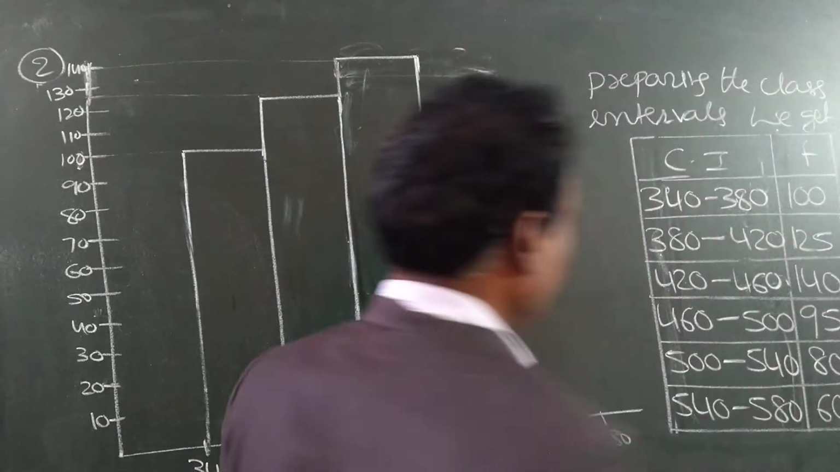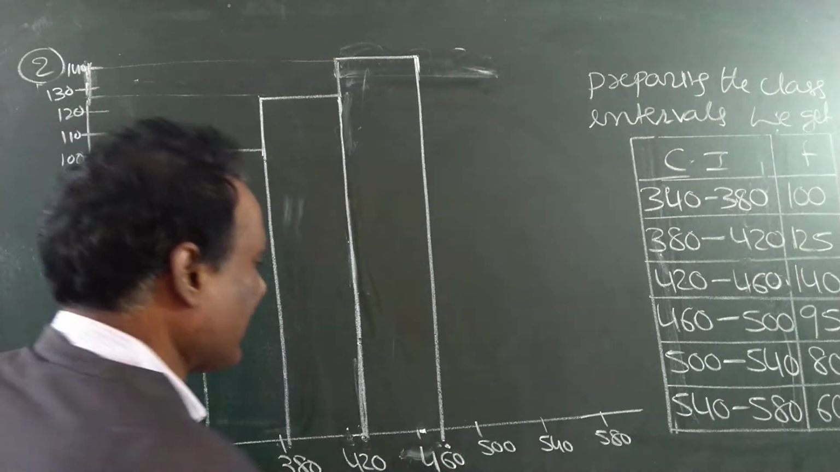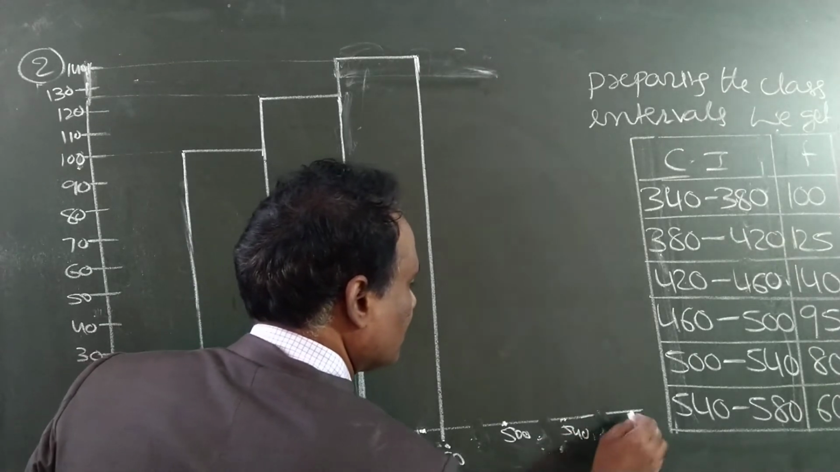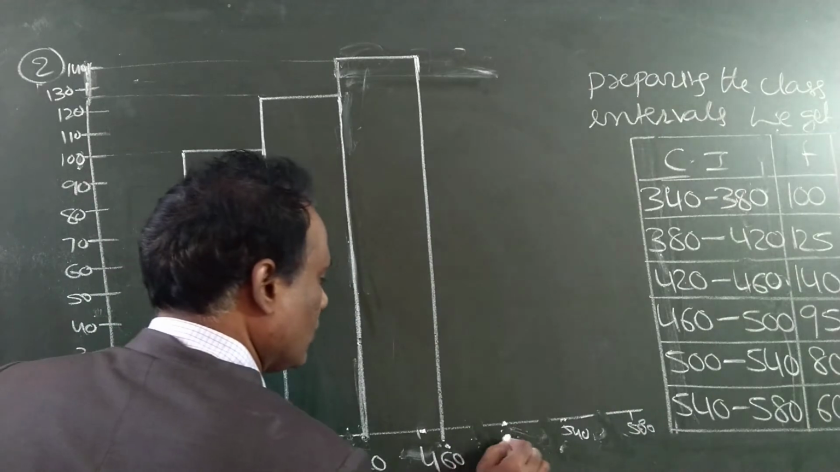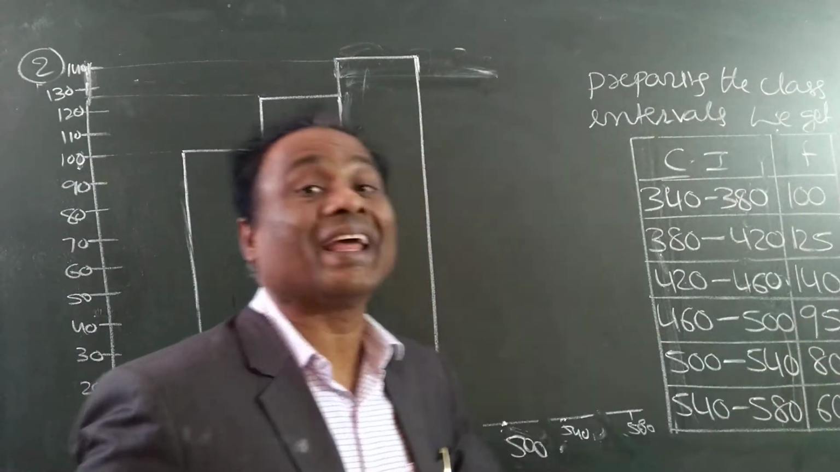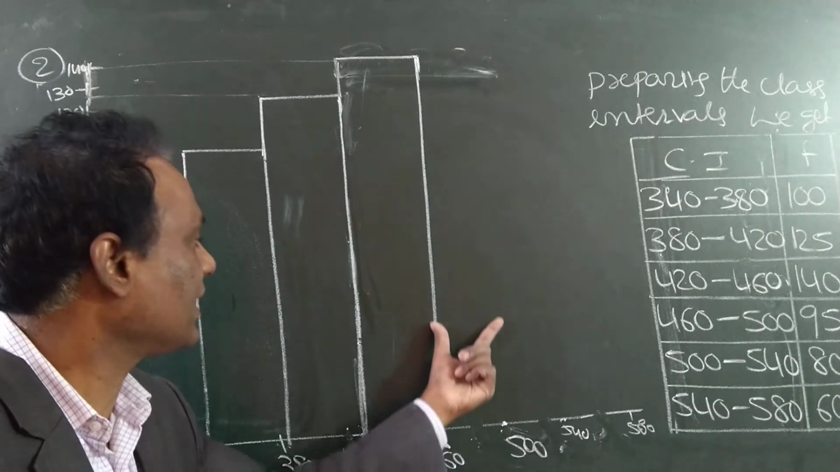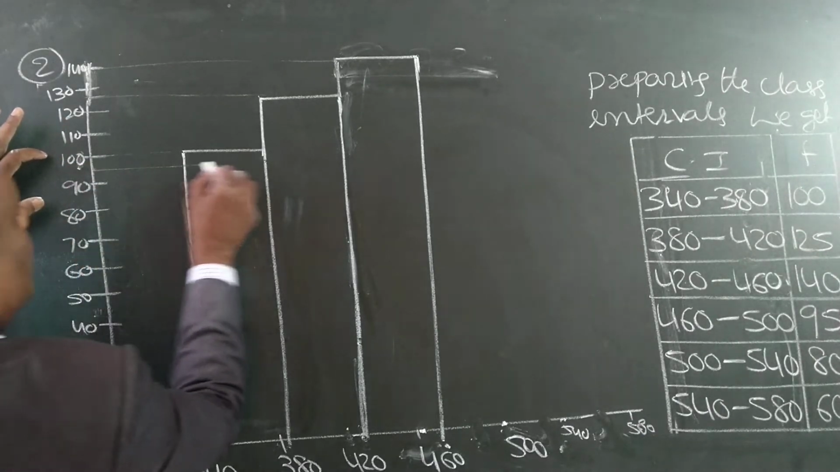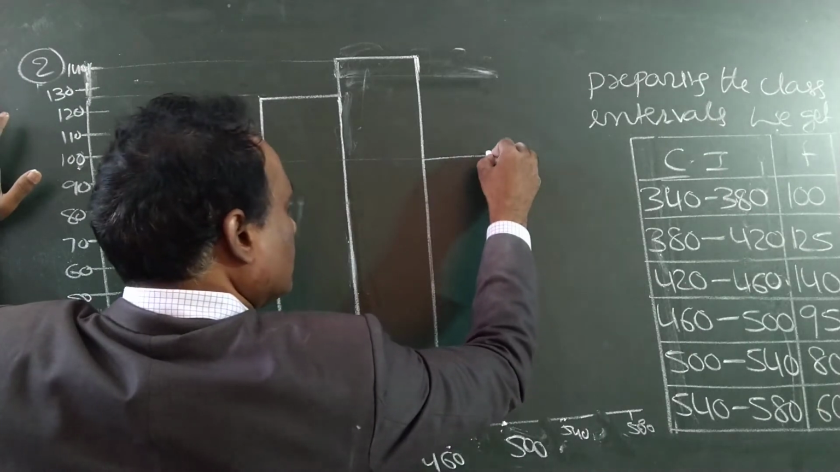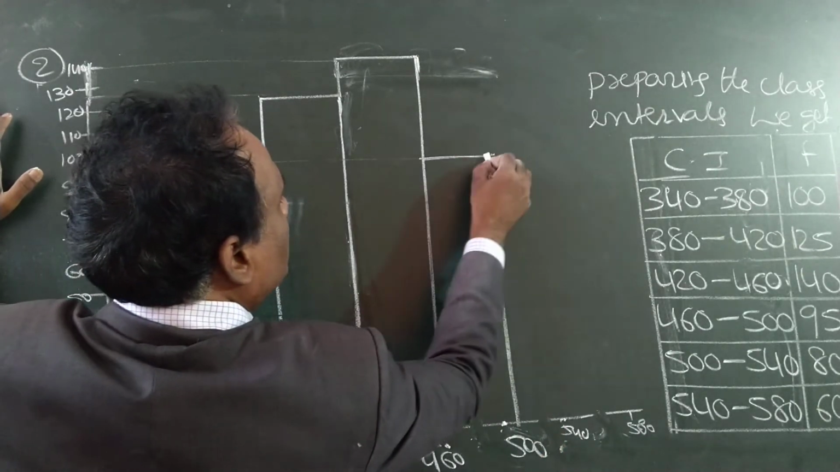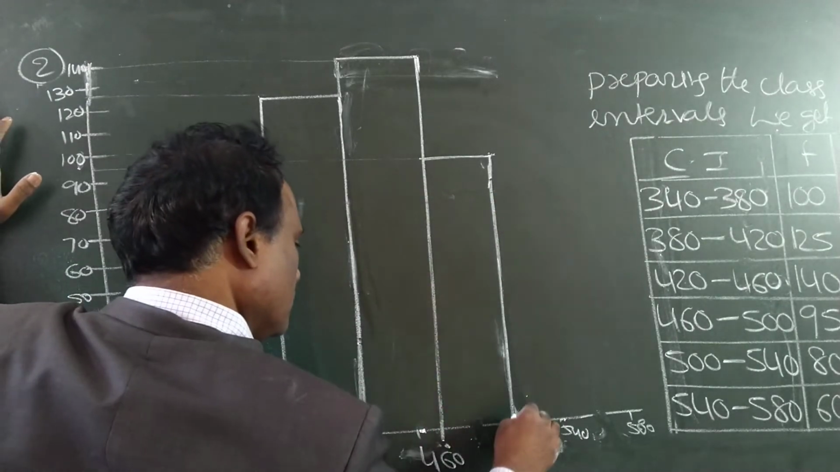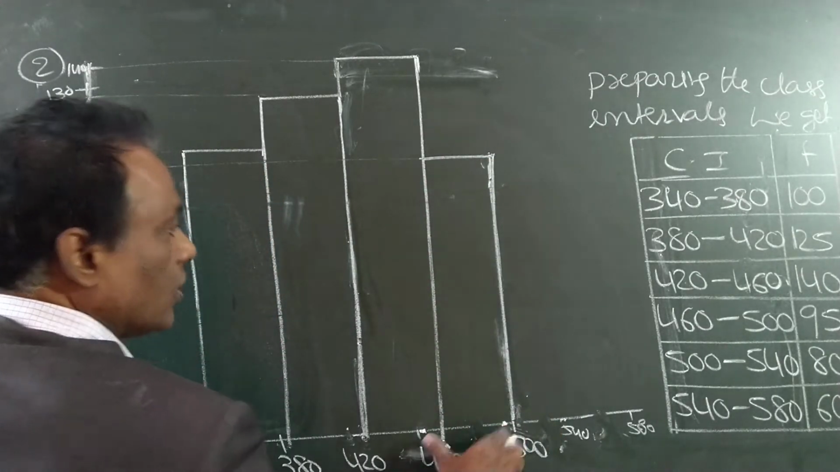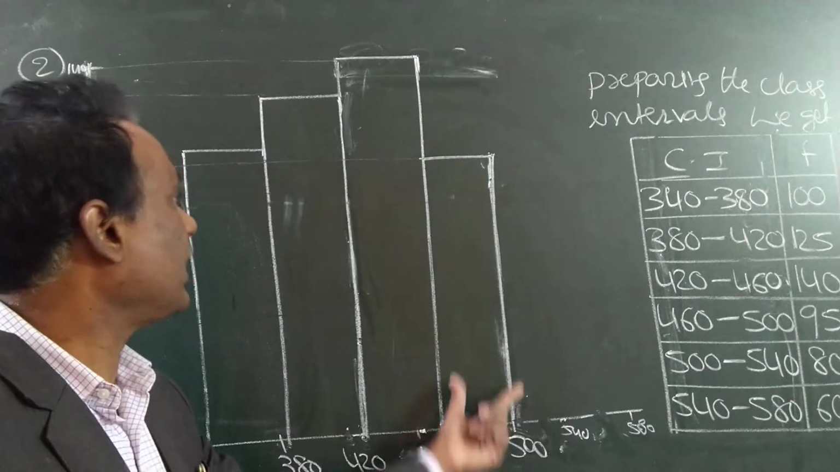Next, students, 460 to 500, up to 95. For 460 to 500, draw the rectangle of length up to 95. 95 means between 90 and 100, 95 is between 90 and 100 here, like this.